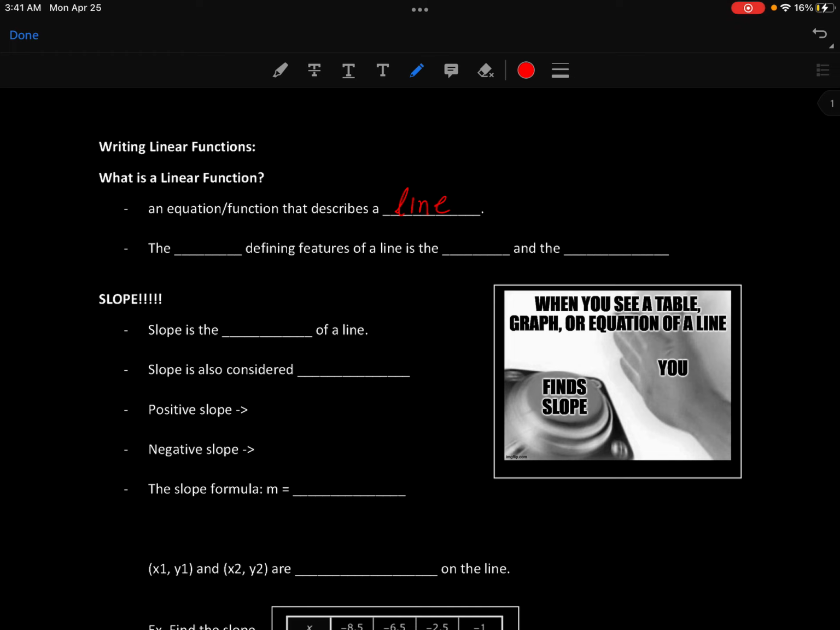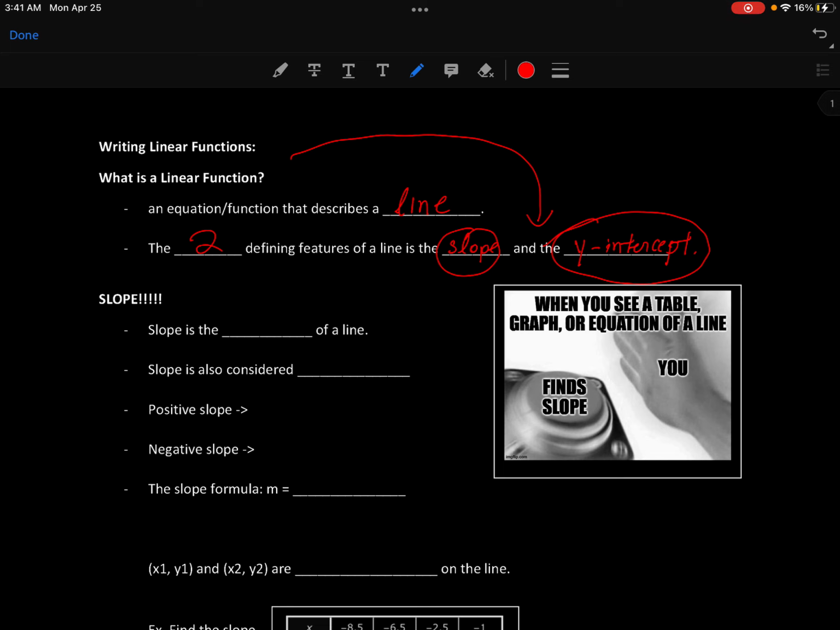Now, there are two defining features of a line, and that is the slope and the y-intercept. So when you write an equation of a line, when you write a function of a line, you will need to know number one, the slope, and number two, the y-intercept.